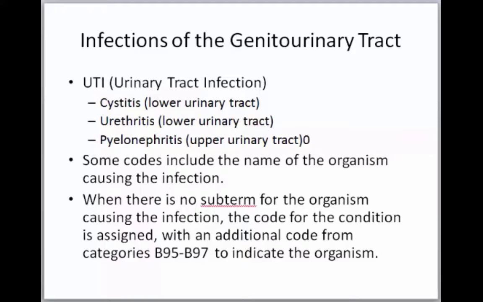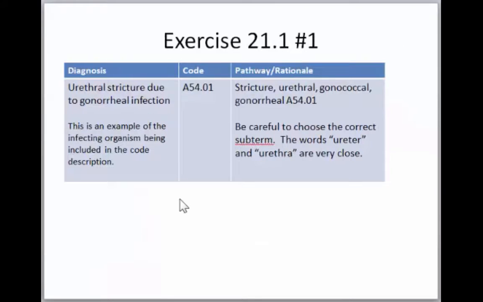The codes for UTIs differ in that some include the name of the organism and some do not. So when there is no subterm for that organism that causes the infection, we have to code the condition and then have an additional code from the categories B95 through B97. We're going to look at three exercises that look at different ways you would code a urinary tract infection or anything that has to do with the urinary system that has the infective organism as part of the diagnostic statement.